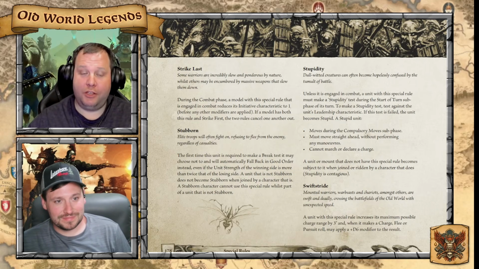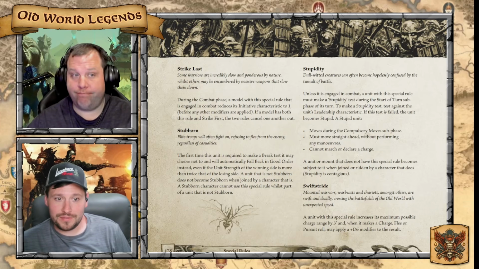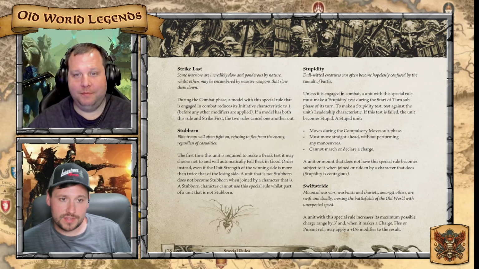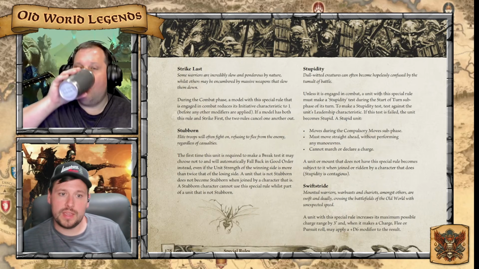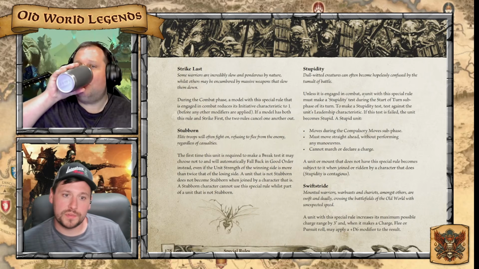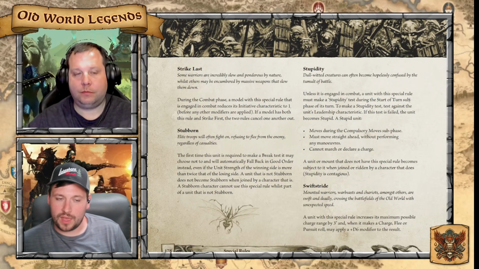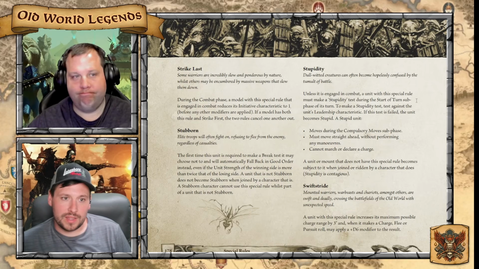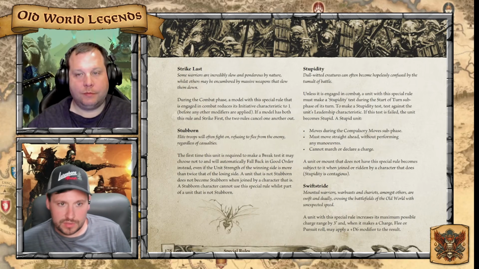Okay, Stubborn. Stupidity. Let's go over that. This did get a recent FAQ update. It's worth mentioning, so don't read any of these words at all because it's very different now. But you still take a test. Unless you're in combat or fleeing, you make a stupidity test during this. They did change it: unless you're in combat or fleeing. So if you are fleeing, you don't take a stupidity test. I don't think anyone was doing that. That would be awful. But yes, unless you're in combat or fleeing, you take the stupidity test.